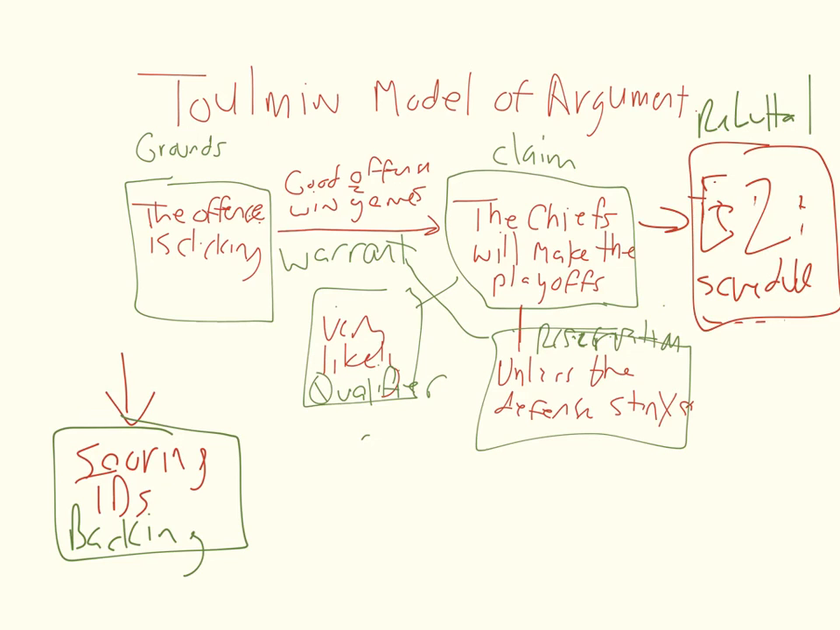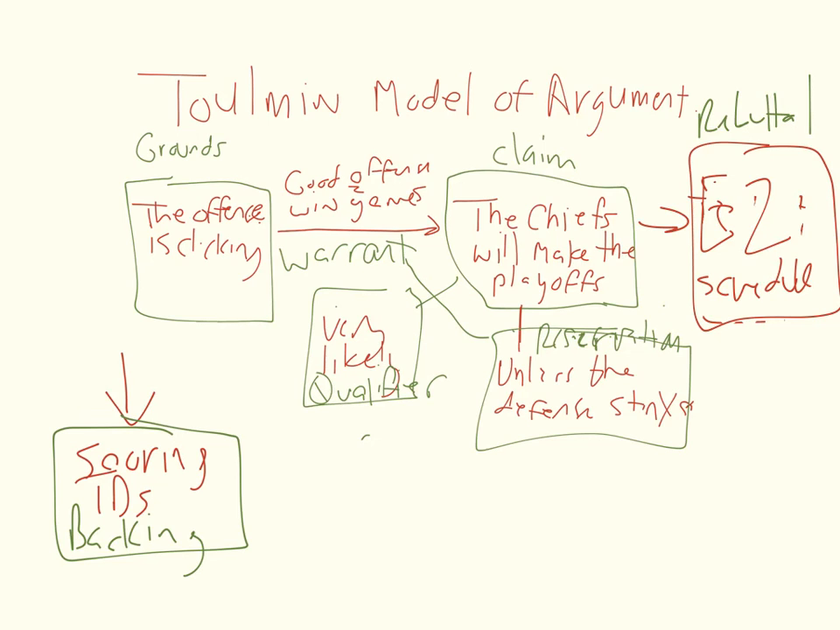So the argument as a whole will be something like this. It's very likely that the Chiefs will make the playoffs this year because their offense is clicking. We know that their offense is clicking because they're scoring lots of touchdowns, and as we know, a good offense can win games. But of course, unless the defense stinks, I think the Chiefs will make the playoffs. But I also recognize that they have an easy schedule and that it may not be able to happen because the easy schedule doesn't prepare them for what's to come. Something like that. So that's the Toulmin model of arguments based on my messy handwriting.